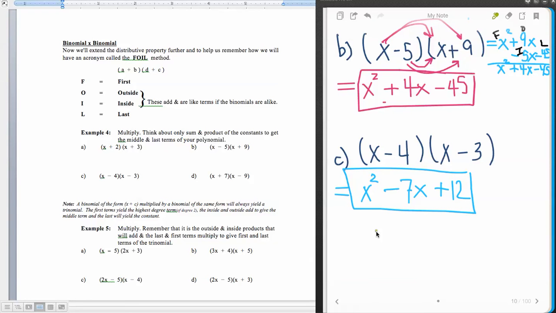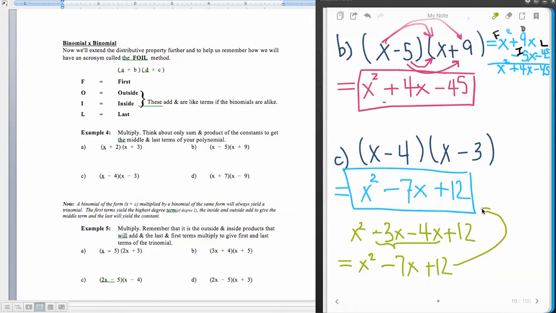So FOILing it out, we get x times x, which is an x squared, x times negative 3, which is a negative 3x, negative 4 times x, which is a negative 4x, and then finally a negative 4 times a negative 3, which is positive 12. And then the outside and the inside terms add together, which ends up being x squared minus 7x plus 12. And you see that's the exact same answer with a lot less work than what I did before.